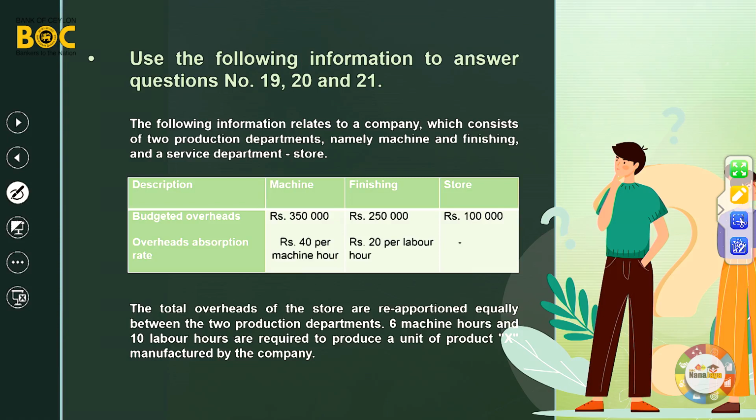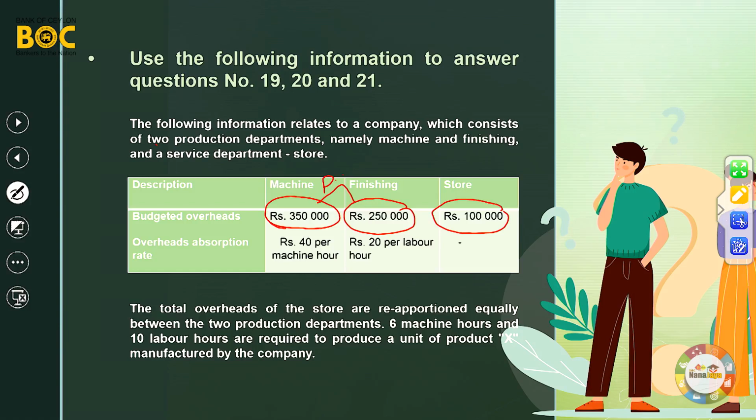To answer questions number 19, 20 and 21: the following information relates to a company which consists of two production departments and a service department. The budgeted overheads given are machinery department 350,000, finishing department 250,000 and store 100,000. The first two are manufacturing or production departments. The store is a service department.